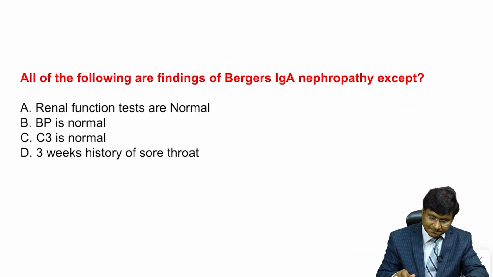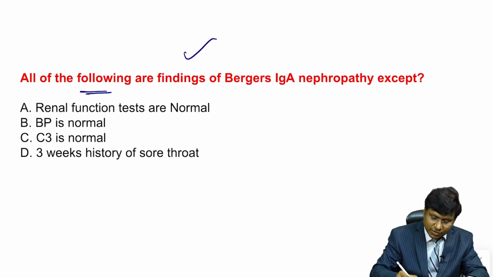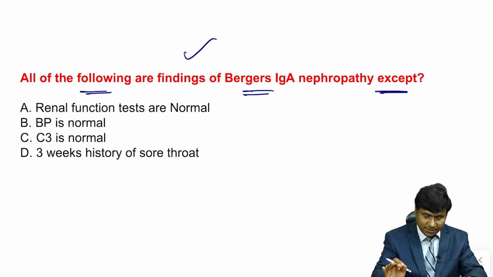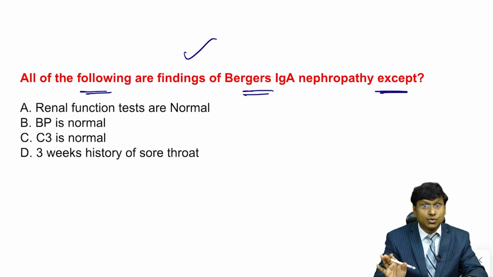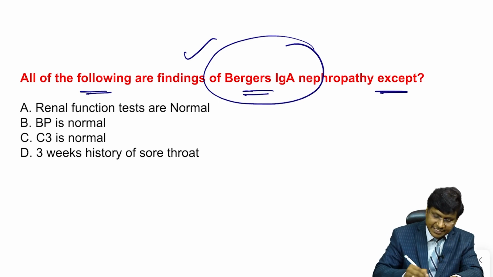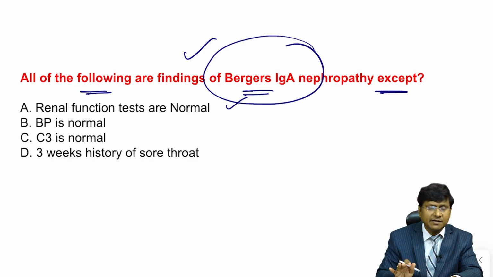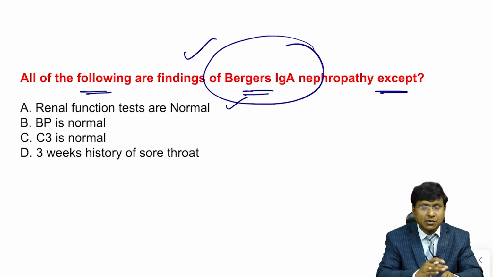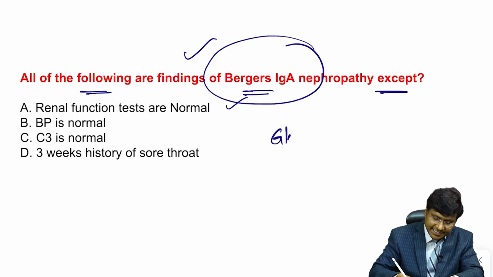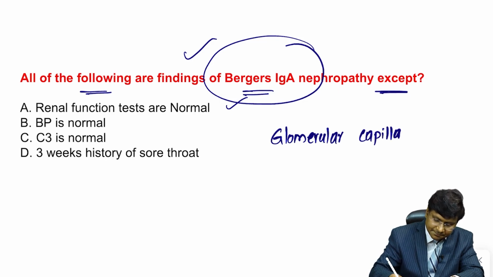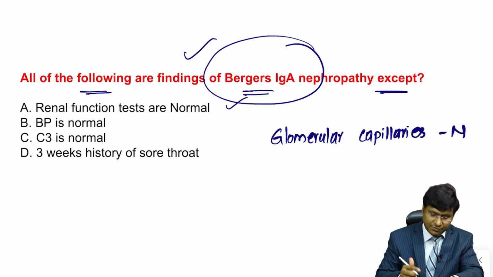Next question. All of the following are findings of Buerger's IgA nephropathy except: renal function tests are normal, blood pressure is normal, C3 is normal, 3 weeks history of sore throat infection. In patients with IgA nephropathy, renal function tests are normal. Why? Because the glomerular capillaries are normal, so renal function tests will be normal.